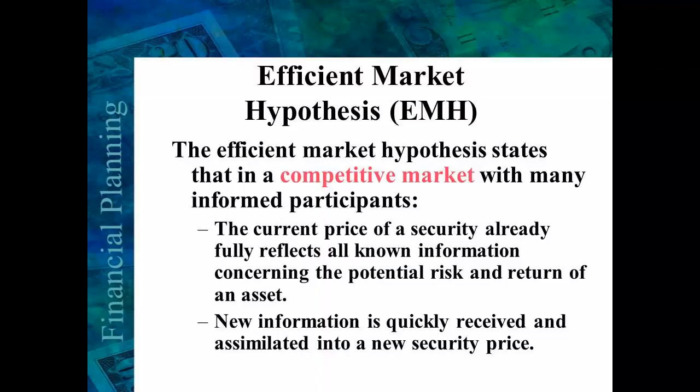The efficient market hypothesis states that in a competitive market with many informed participants, the current price of a security already reflects all known information concerning the potential risk and return of an asset, and new information is quickly received and assimilated into a new security price.